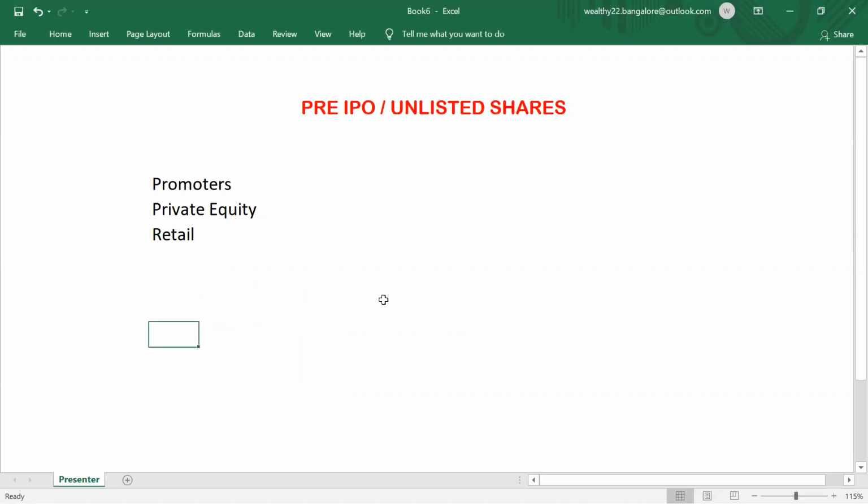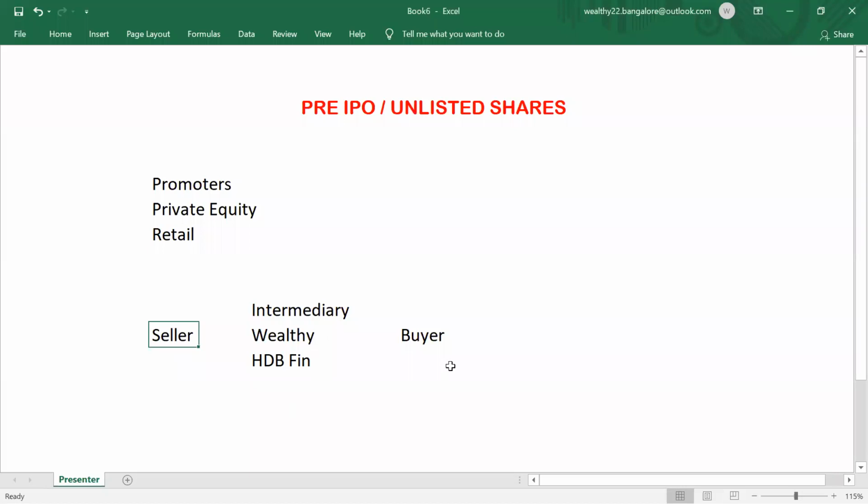Let's assume there is a seller, then there will be an intermediary, which is Wealthy, and there is the buyer, which is your client. Let's assume the share is HDB Financials. If the client wants HDB Financials, he approaches an intermediary like us, and we will go and figure out who has HDB Financial shares in the market.